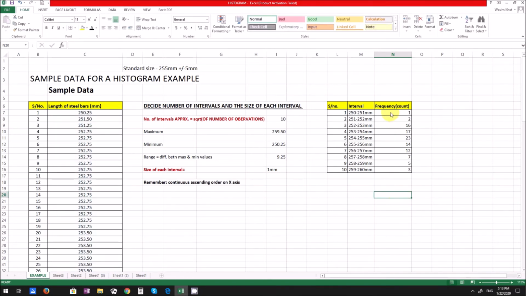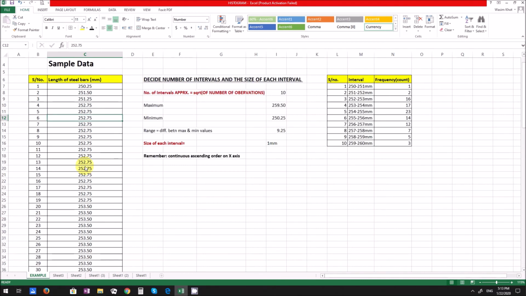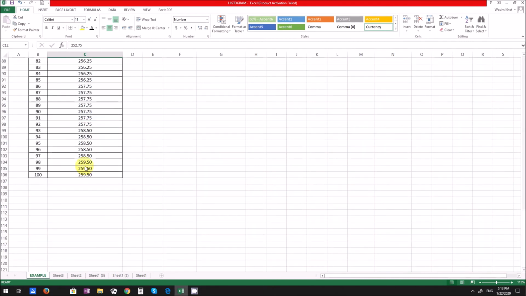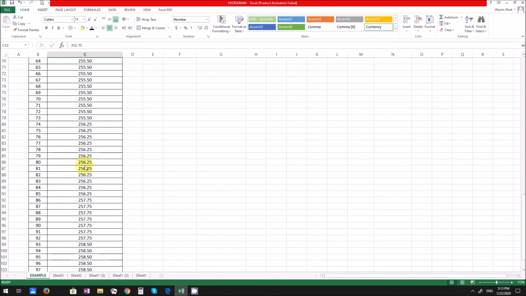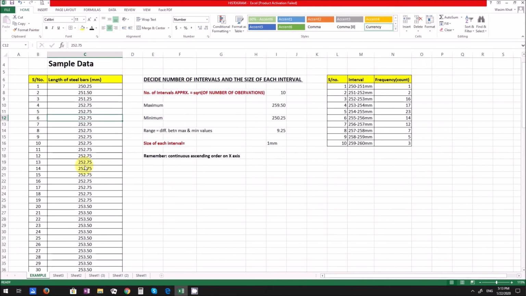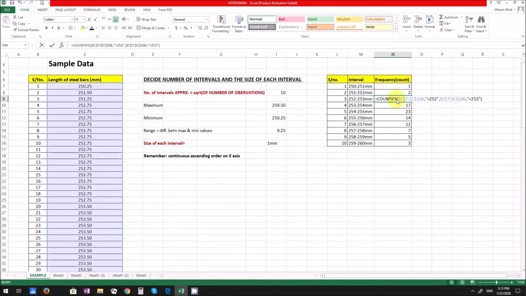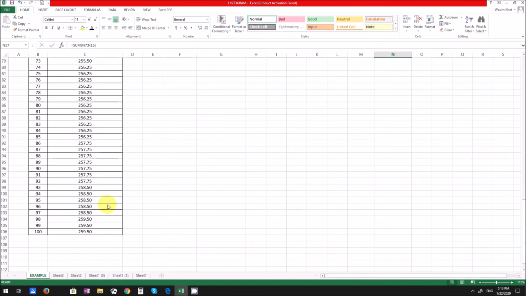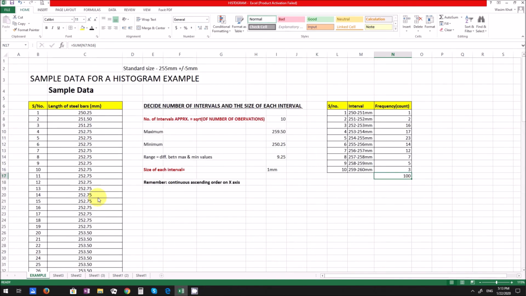So all the values have been counted in these intervals. Imagine if you were to count it manually, it will take you a lot of time, and instead of 100 values you have 200 or 300 values. Imagine how much time it will take. So the formula from Excel is very handy. Now let's make a total, and we have 100 total observations, which is matching the 100 values in this column, so it is okay.